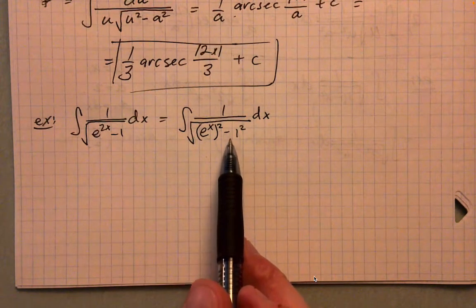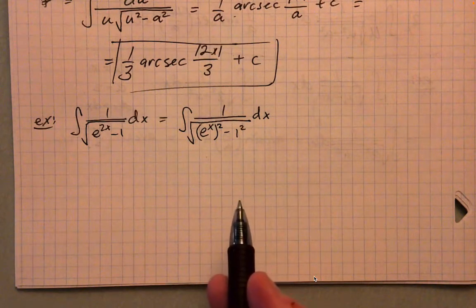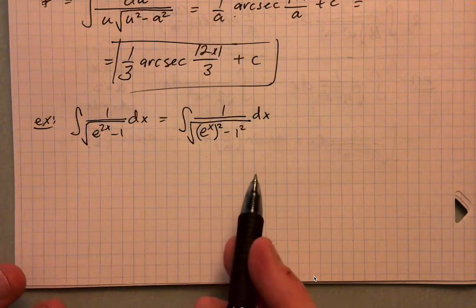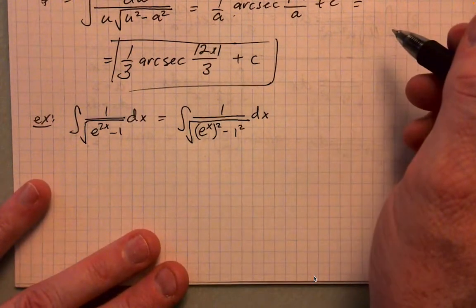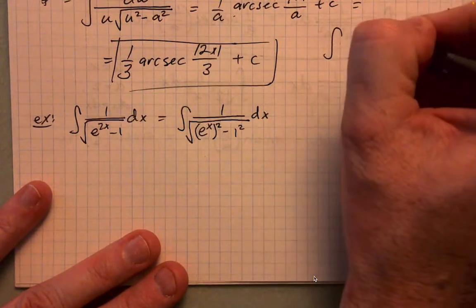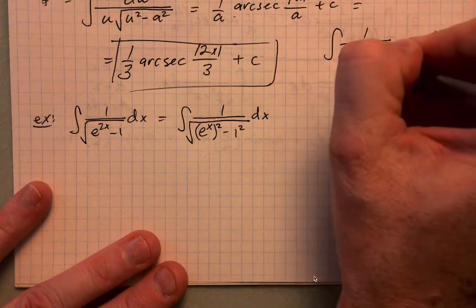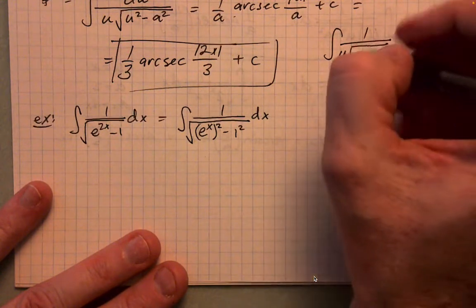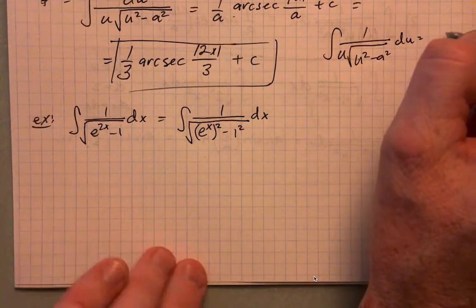And so what we don't have here is, so the form we're trying to match this up to would be the arc secant, because we know that 1 over u times the square root of u squared minus a squared is equal to the arc secant.